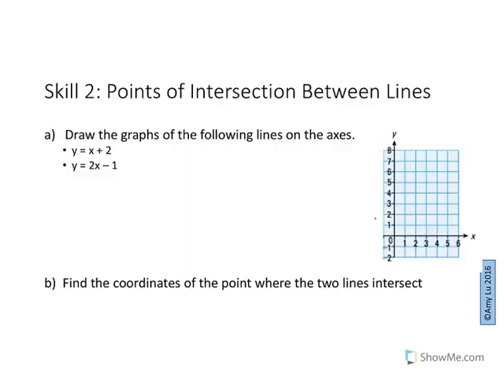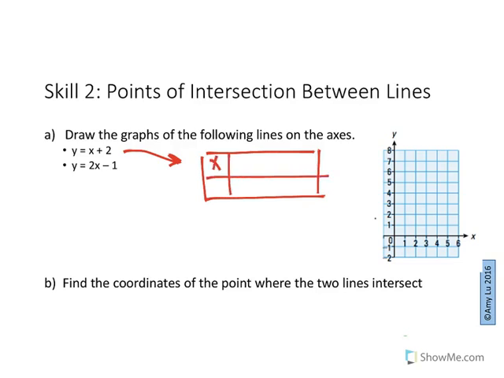Finally, draw the graphs of the following lines on the axes, then find the coordinates of the point where the two lines intersect. So, reminding you that in order to draw these, you must create a table of values. So you have your x, you have your y, give it at least 3 coordinates, so 0, 1, 2. You can really use any x value as you wish.